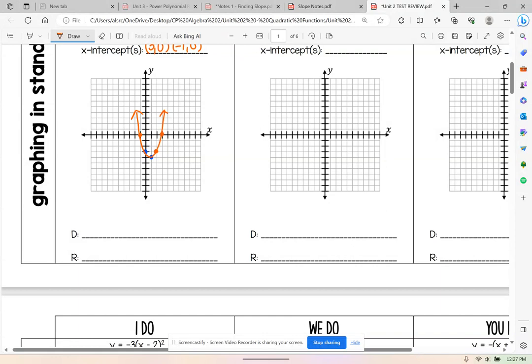What does D stand for? Domain. What's my domain? Negative infinity to what? Positive infinity. That's your domain for every single quadratic function. Nobody should miss that this week. R stands for range. What's my range? Negative 4 to what? Infinity. What goes around that negative 4? Why is it a bracket? Closed dot. What goes around my infinity is always a parenthesis.